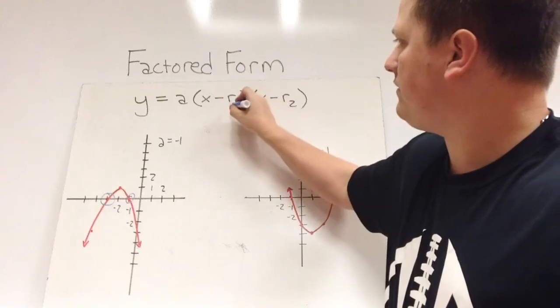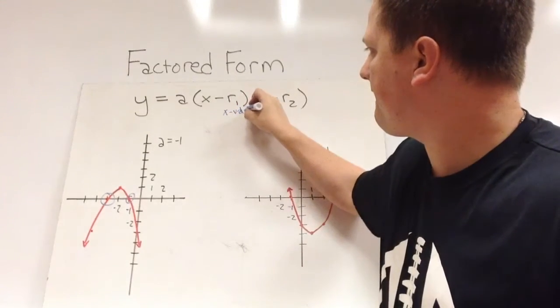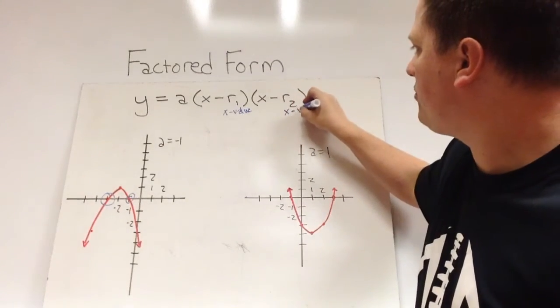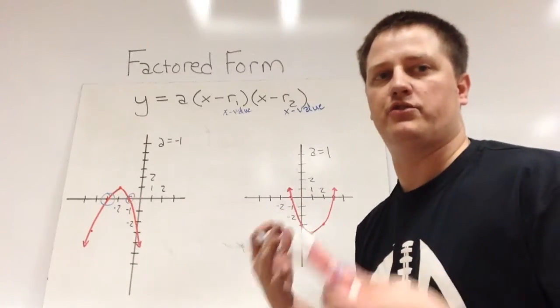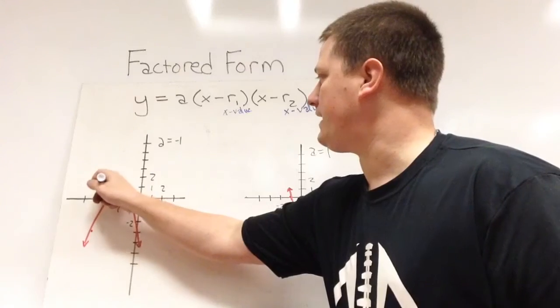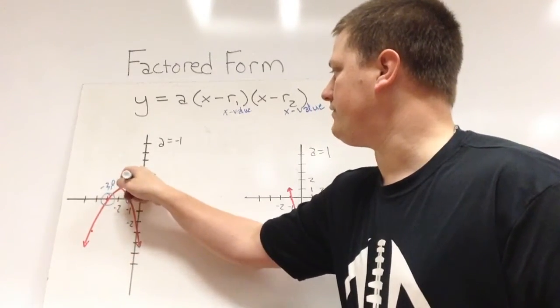The r is always an x value. This is key. It's always the x value. The reason for that is the y value is 0. It's a root. So here we have two roots, one being -3, 0, and the other being -1, 0.